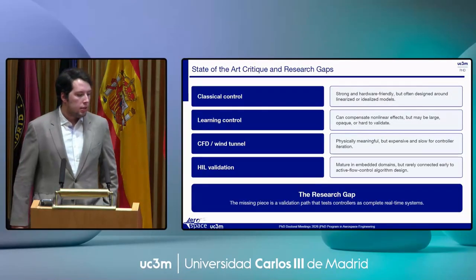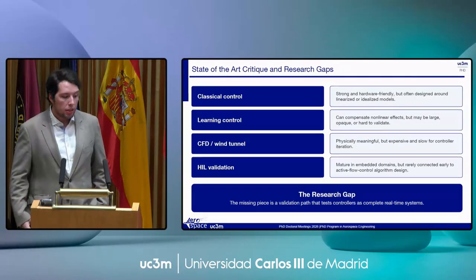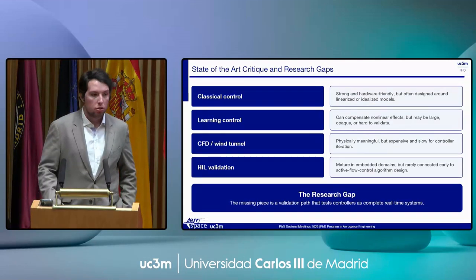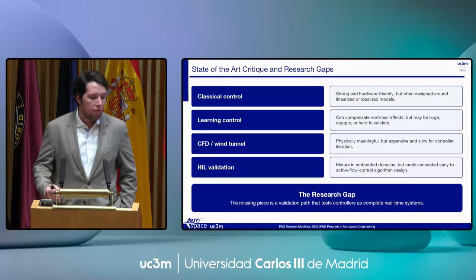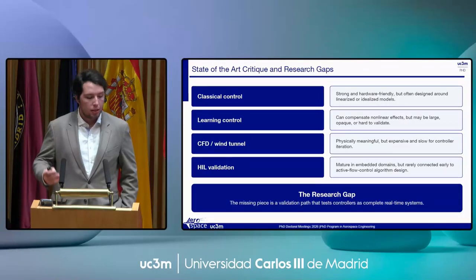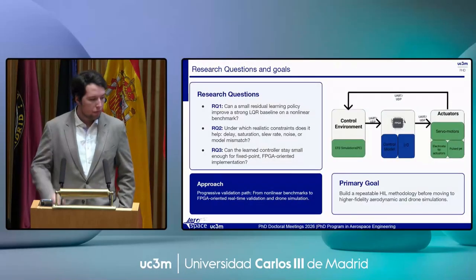Secondly, we have CFD and wind tunnel. It's physically meaningful, but really expensive and slow for control iteration. And then we have our hardware in the loop validation, which is mature in embedded domains, but it's not really connected to active flow algorithm design at the beginning. So the missing piece, as I said before, is a validation path that tests controllers as complete real-time systems.